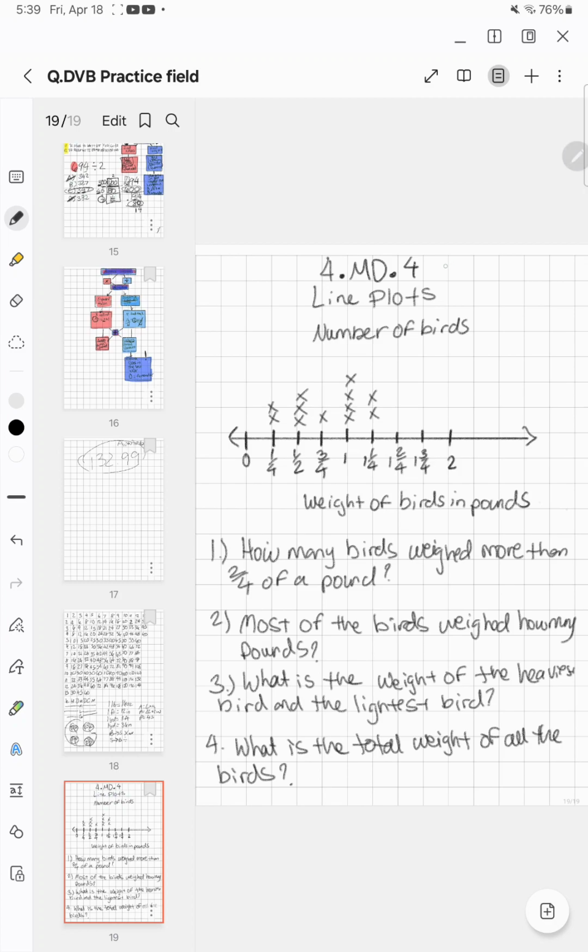So if you want to look this standard up on YouTube, please do not be afraid to type in exactly the standard verbatim, meaning word for word. 4.MD.4, which talks about line plots.